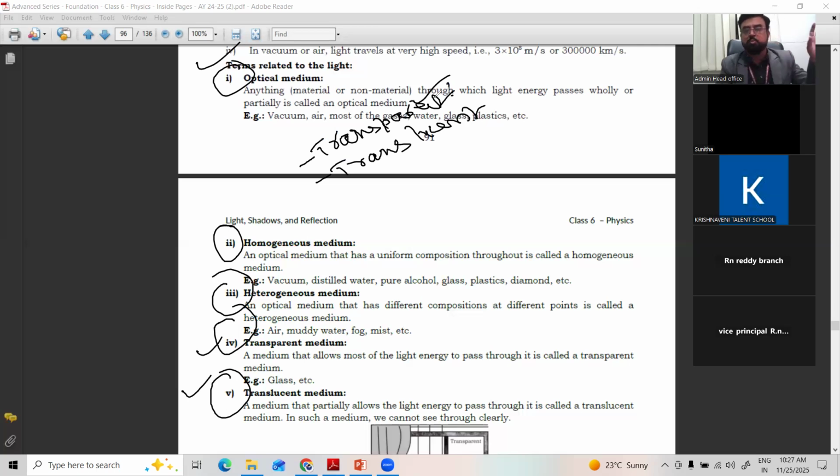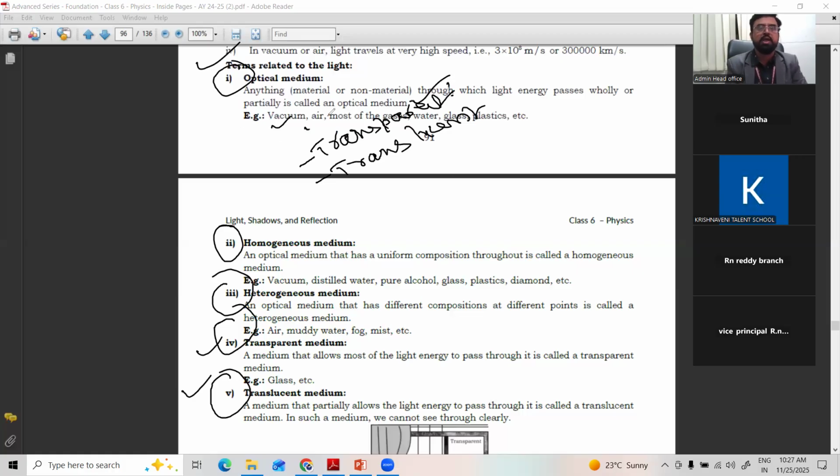Transparent completely allows the light to pass. Paper, you take one paper, pass the light, it passes. So many examples: vacuum, air, and most of the gases, water, glass, plastic, all they allow the light to pass through them.